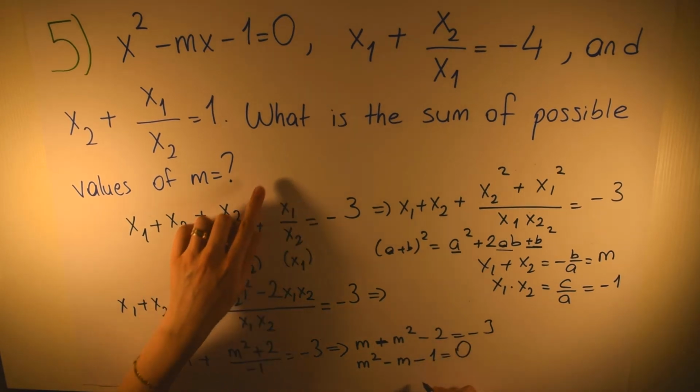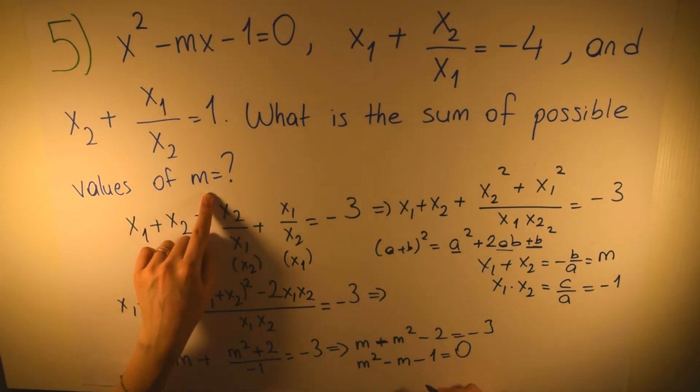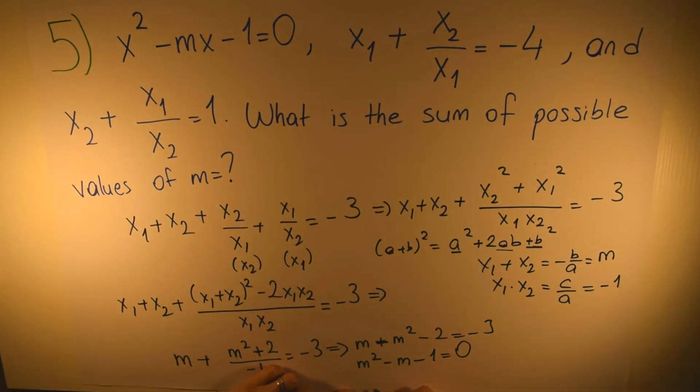So what was our question? It was, what is the sum of possible values of m? So all you need to do is apply the sum of the roots formula, which is equal to minus b over a, right? So it is minus b over a, where a is 1. Because b is minus 1, and when you multiply by minus, it will become plus, so 1 over 1, which is equal to 1.